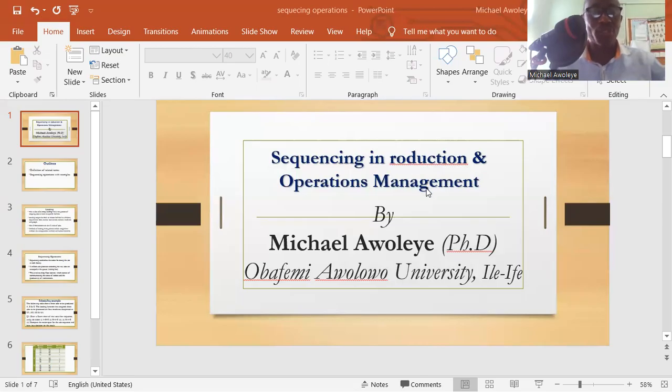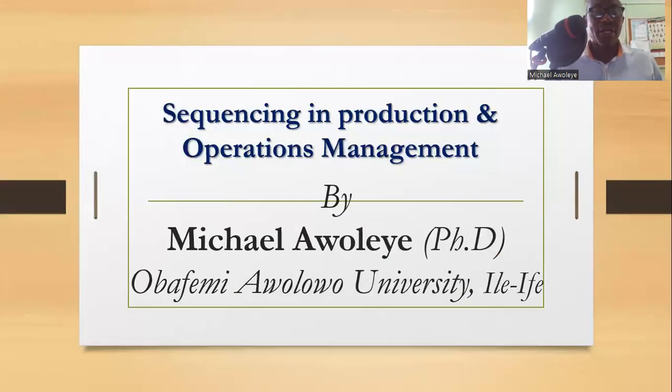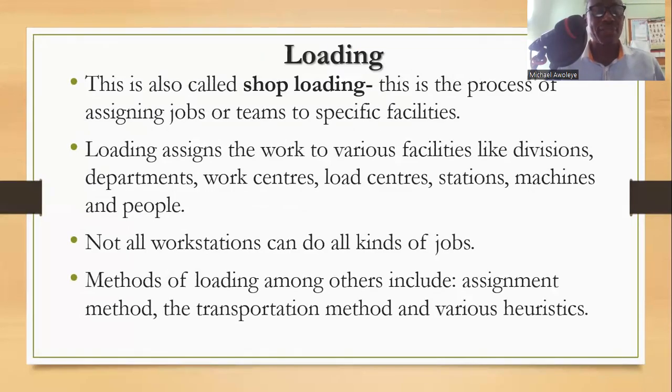Today, I'm going to be talking about sequencing in production and operations management. I'm going to give a few definitions of related terms, and then we want to see sequencing operations with examples. The first thing we will do when we want to do sequencing is to first of all load jobs. So this brings us to the concept of loading.